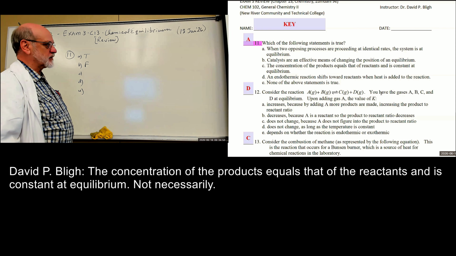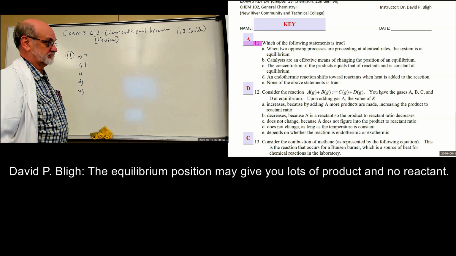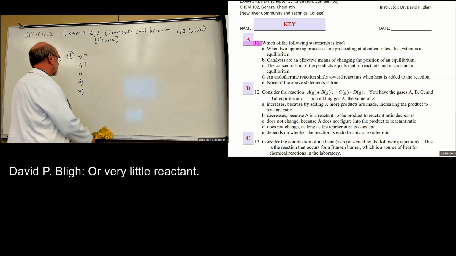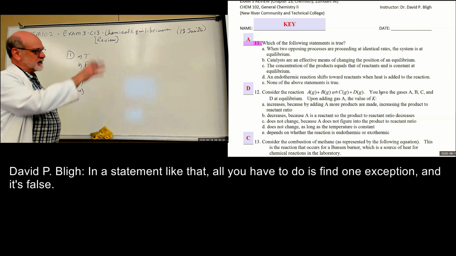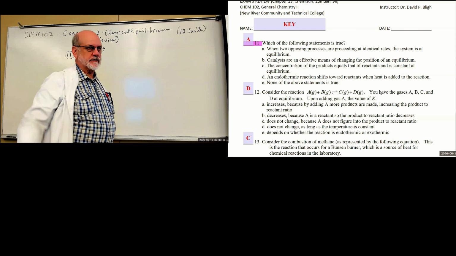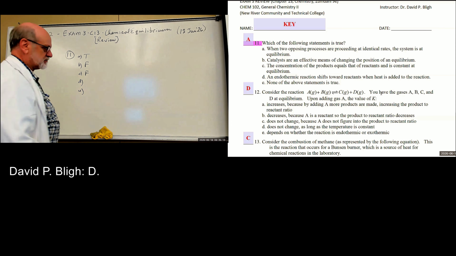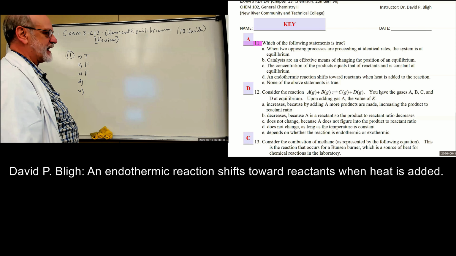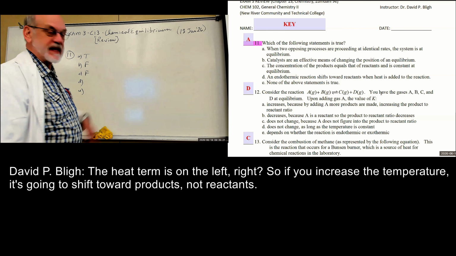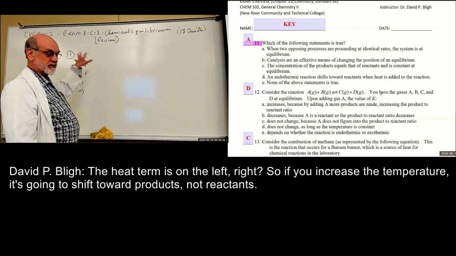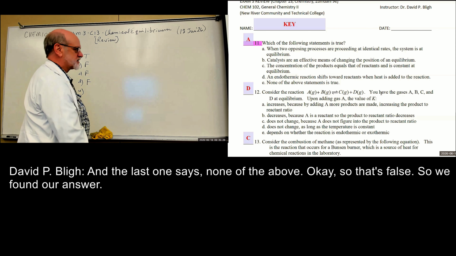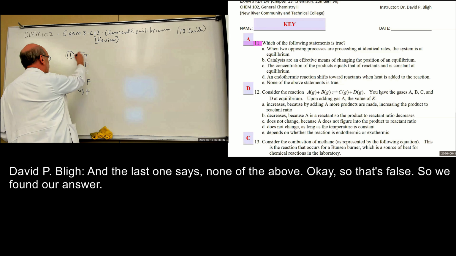The concentration of the products equals that of the reactants and is constant at equilibrium. Not necessarily. The equilibrium position may give you lots of product and no reactant, or very little reactant. Just in a statement like that, all you have to do is find one exception and it's false. D, an endothermic reaction shifts toward reactants when heat is added. The heat term is on the left, right? So if you increase the temperature, it's going to shift toward products, not reactants. That's false. And the last one says none of the above. Okay, so that's false. So we found our answer.